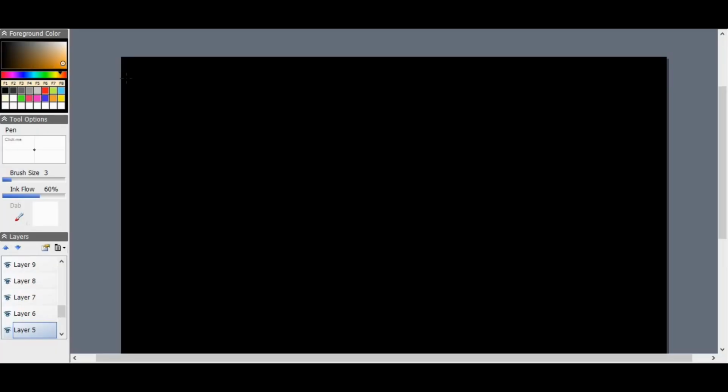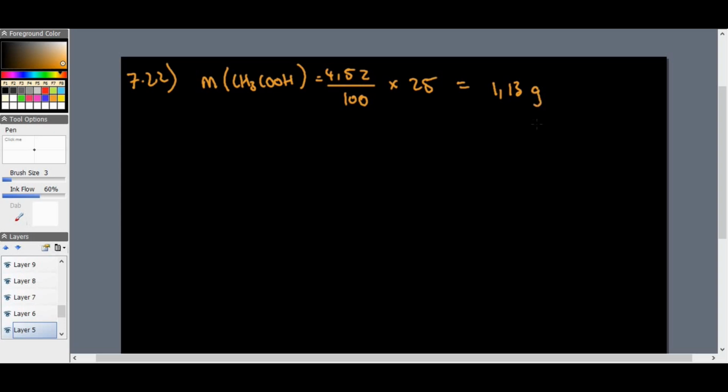So in order to do that, for 7.2.2, let's calculate the mass of CH3COOH. We've got 4,52%, so that's over 100, and we're going to times it by the volume to find out the mass of it in that volume, so times it by the 25. On your calculator, that should give you 1,13 grams.